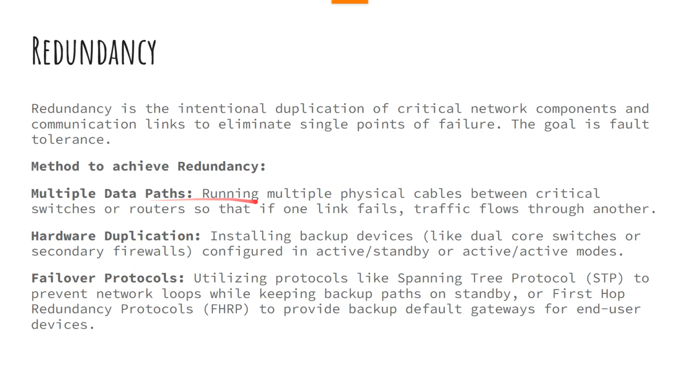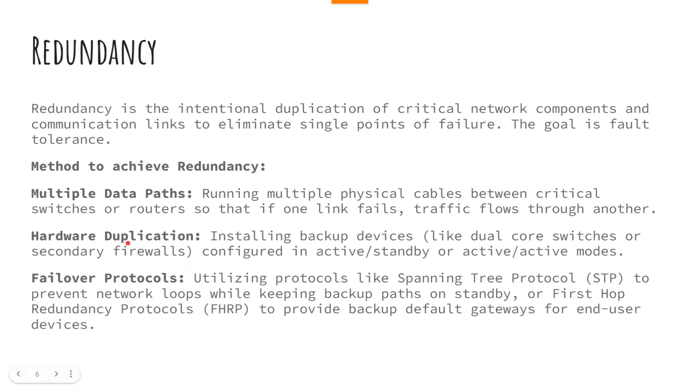So what do we mean by multiple data paths? Running multiple physical cables between the critical switches or routers, so that if one link fails, the traffic flows through the other. It's pretty self-explanatory. If there are alternate paths and one link fails, the traffic moves through the other link. Hardware duplication: installing backup devices like dual core switches or secondary firewalls configured in active-standby or active-active modes.